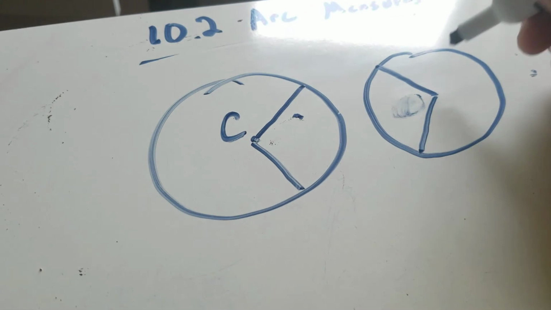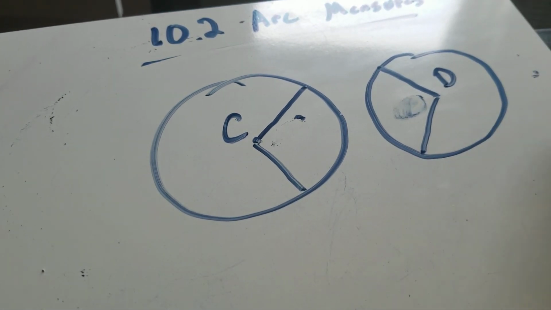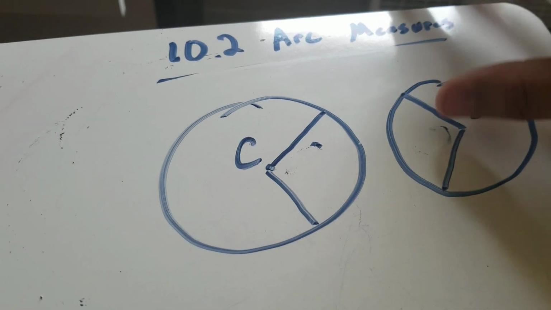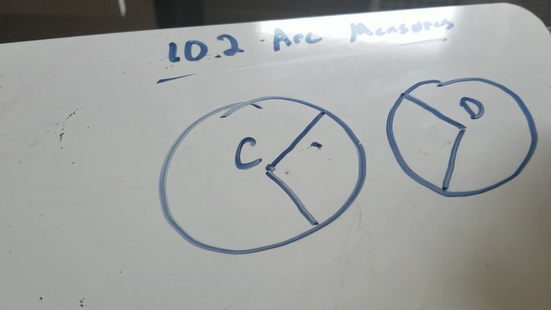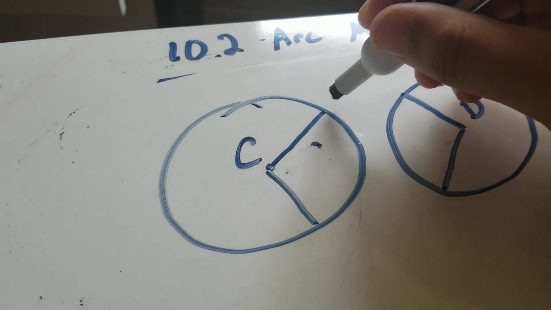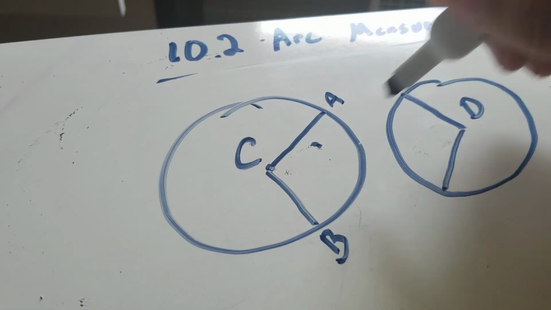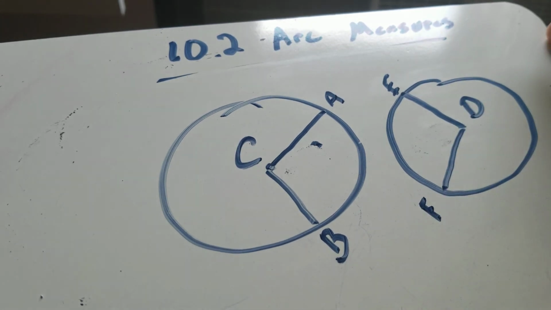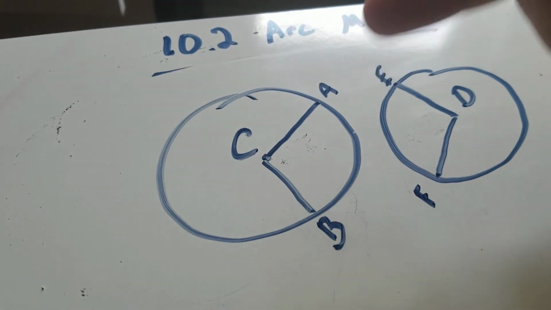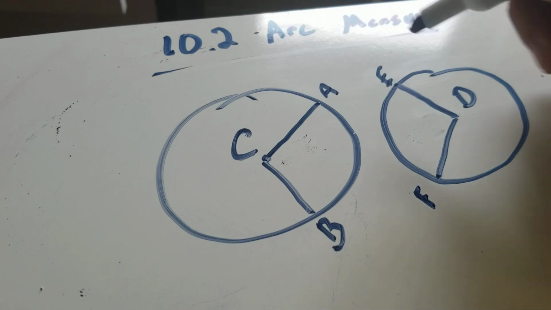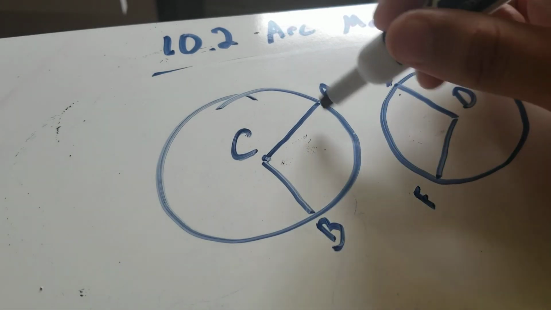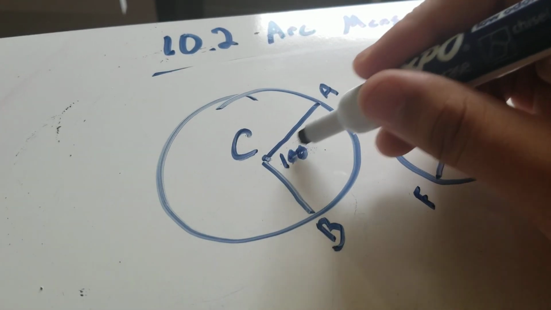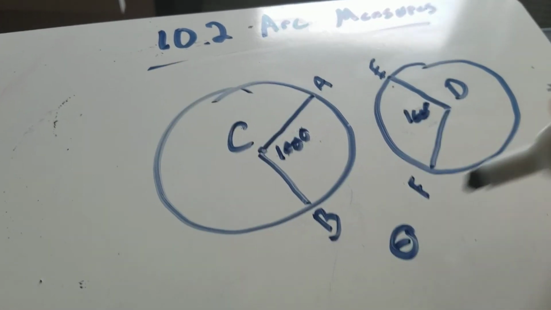All right, so our next one is going to be talking about congruency in arc measures. So what is happening here? We have circle C and we have circle D. I want to know if arc AB is congruent to arc EF. Now, how can I tell? I need two things to test if they're equal. First, I need to see if the arc measure is the same. So if this was 100 degrees, this would also have to be 100 degrees. So first thing is arc measure.